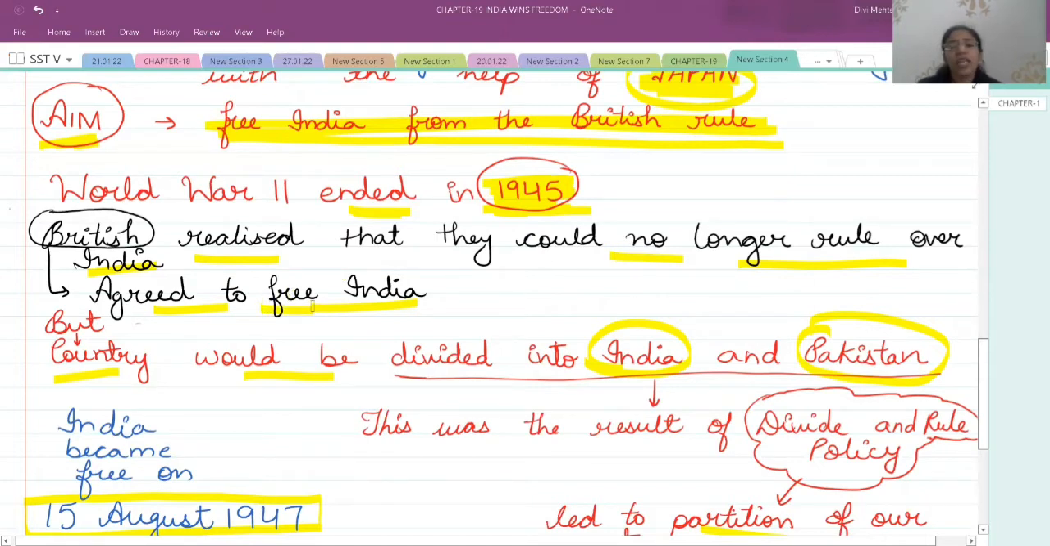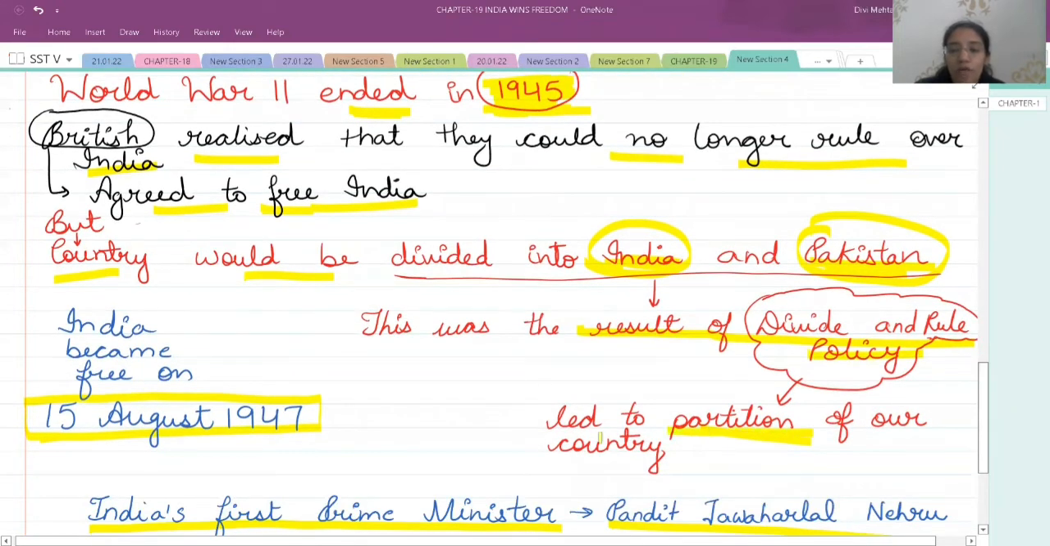Britishers agreed that they would free India, but the country would be divided into India and Pakistan. You remember the Britishers' policy of divide and rule, which we had talked about. So they agreed to free India, but with the partition of India and Pakistan. This was the result of the divide and rule policy. Because of this, our country was parted into two parts, India and Pakistan.